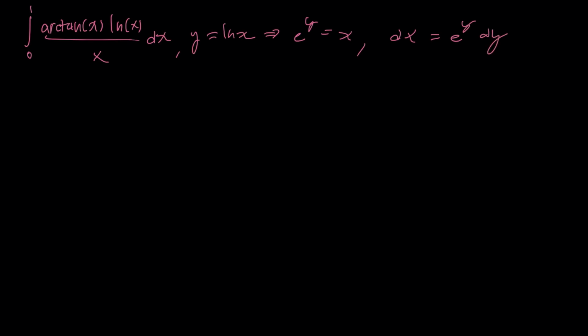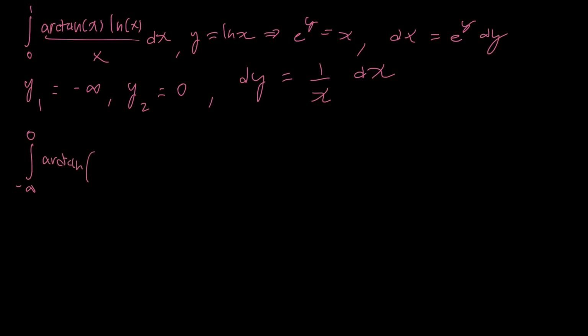The bounds of integration, y1 is negative infinity and y2 is 0, and that means that dy equals 1 over x dx. So we're going to have the integral from minus infinity to 0 of the arctangent of e to the y times y dy, and from here we will use integration by parts.